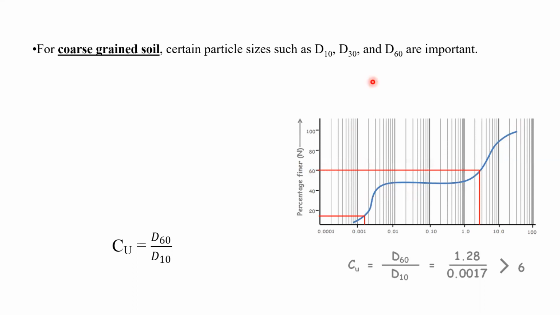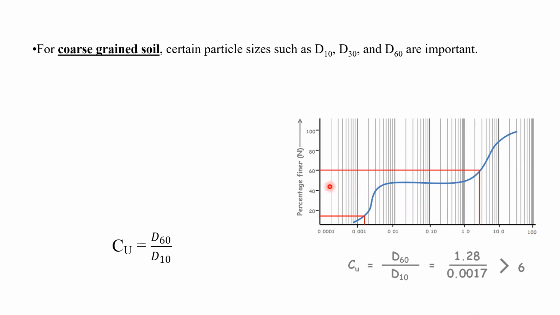So what do we mean by D60? D60 means 60% finer. We take the point 60 on the y-axis, and then draw a horizontal line. Wherever it cuts the curve which has already been drawn, from that point we draw a vertical line. Wherever it cuts the x-axis, suppose it cuts at 5, that means the particle size is 5 millimeter.